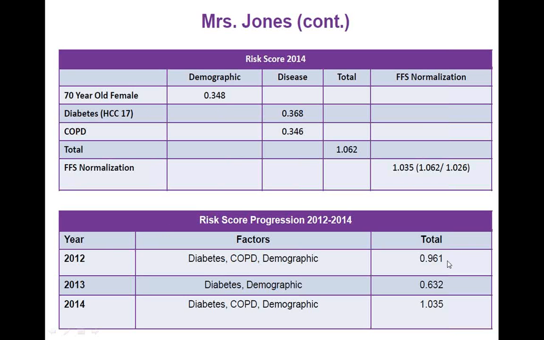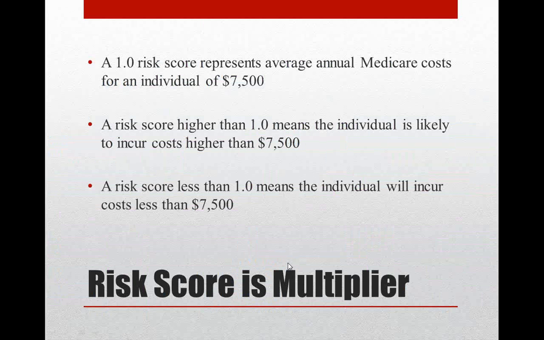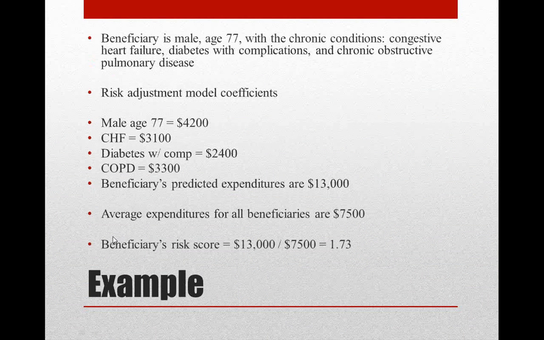So in 3 years, we started with 0.961, ended at 1.035, but we forgot the COPD diagnosis in 2013, so it cost us 0.3 risk score. So what does that 0.3 mean? Well, a 1.0 risk score is an average expenditure of about $7,500. Higher risk scores mean that the patient is going to spend more than $7,500 in the year, and lower means they're going to spend less.